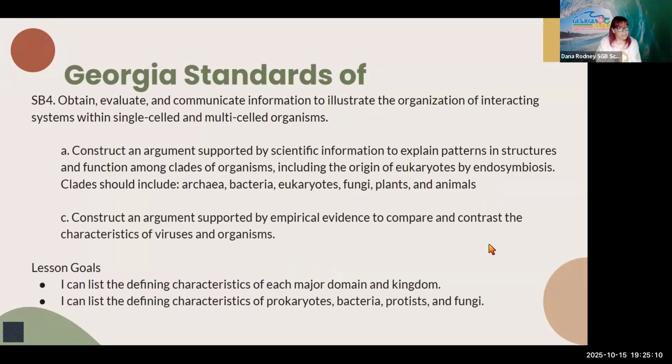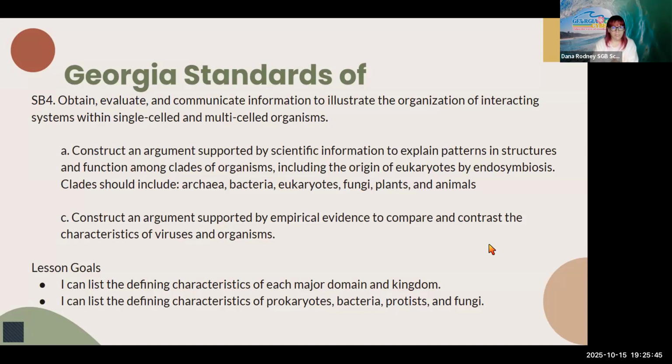Our Georgia Standards of Excellence include SB4. So, we are moving on to SB4, which is all about classification. SB4 has us looking at the organization of interacting systems within single celled and multi celled organisms. And A has us constructing an argument supported by scientific information to explain patterns in structure and function among clades of organisms, including the origin of eukaryotes by endosymbiosis. Clades should include archaea, bacteria, eukaryotes, fungi, plants, and animals.